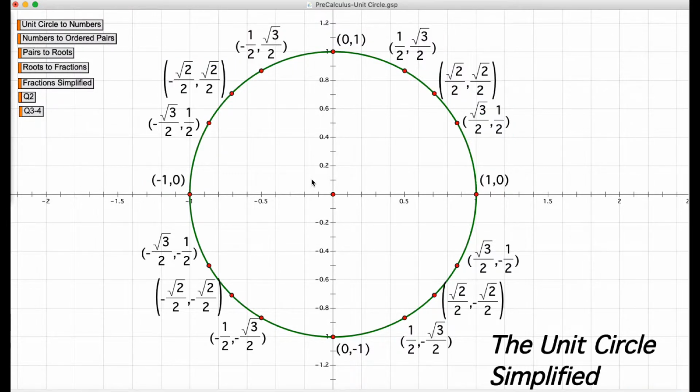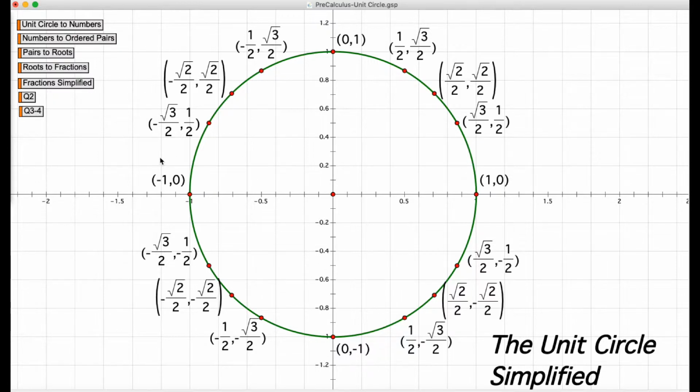Now, given that we have 16 sets of values, that means that there are 32 numbers to remember here. Historically, students have been asked to memorize all 32 of the values along with the 16 angles that they represent for a total of 48. That's a lot to memorize.